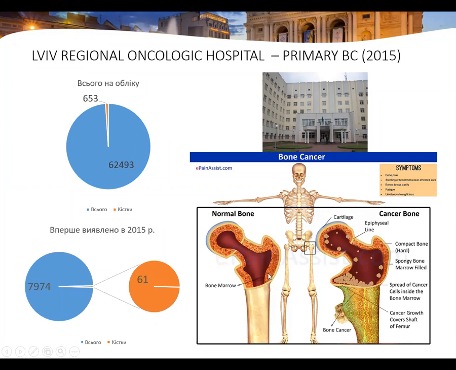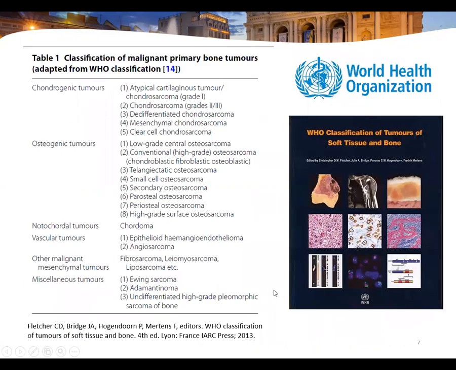head of the bone, and we can see the bone marrow here, the cartilage, epiphyseal line, compact bone, and the bone cancer, and cancer growth covers the shaft of the femur. This is the head of the femoral bone.